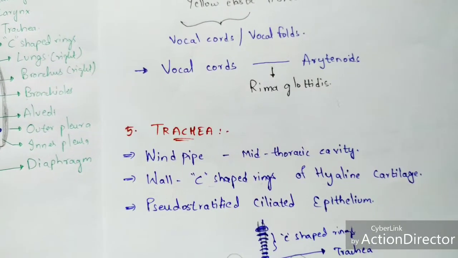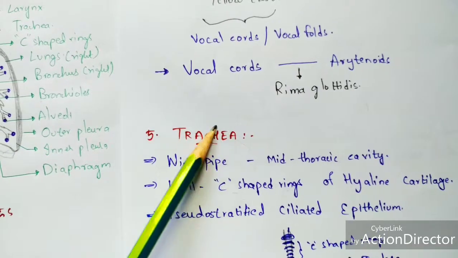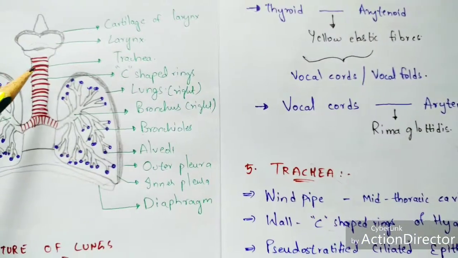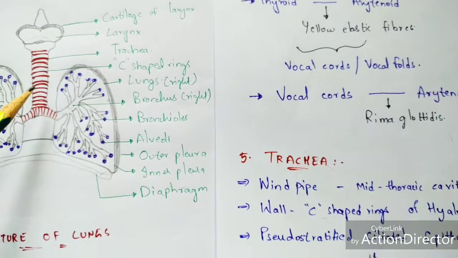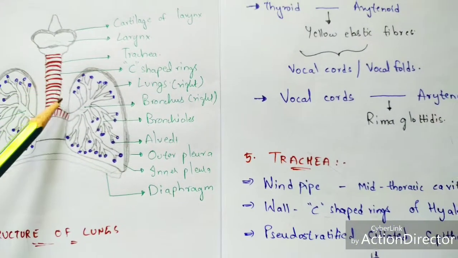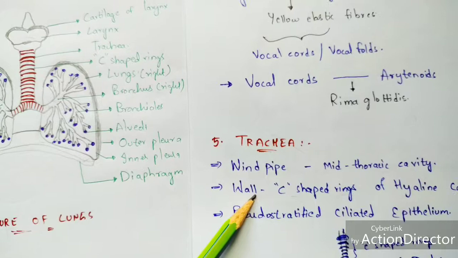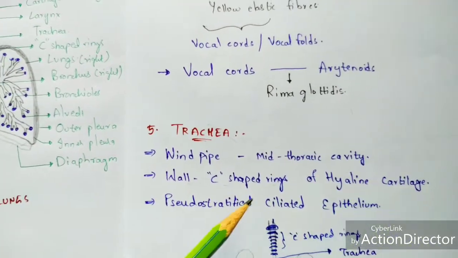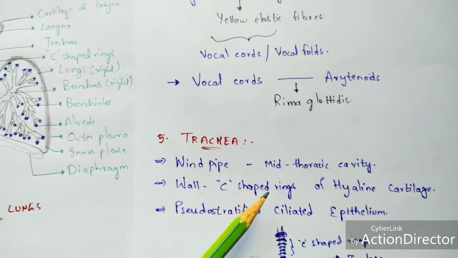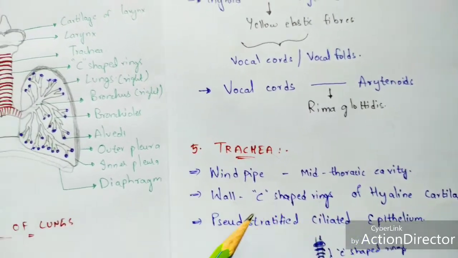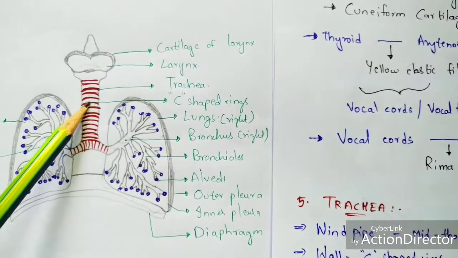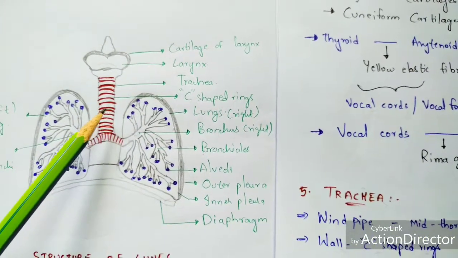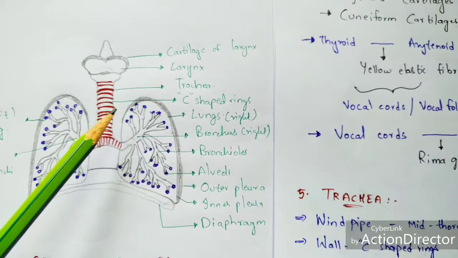and in the middle region of this thoracic cavity, this trachea will be present. That's nothing but in the mid-thoracic cavity there is the presence of the trachea. And if you see here, the wall of the trachea consists of C-shaped rings which are made up of hyaline cartilage, and these C-shaped rings are called cartilaginous rings. So these red ring-like structures, or the C-shaped structures which I have drawn, are known as C-shaped rings, which are also called cartilaginous rings.